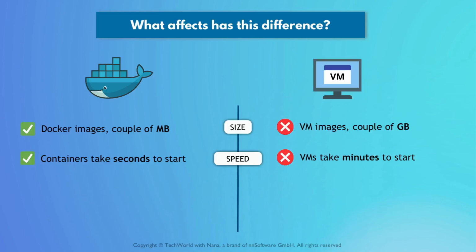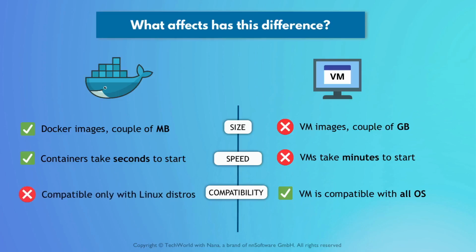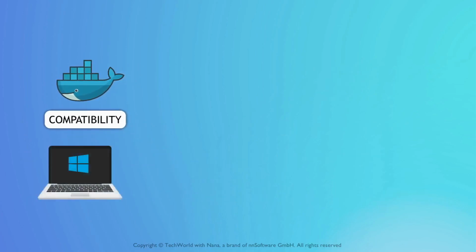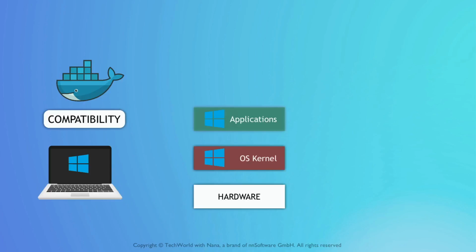The third difference is compatibility. You can run a virtual machine image of any operating system on any other operating system host, but you can't do that with Docker. So what is the problem here? Let's say you have a Windows operating system with the Windows kernel and its application layer, and you want to run a Linux-based Docker image directly on that Windows host.